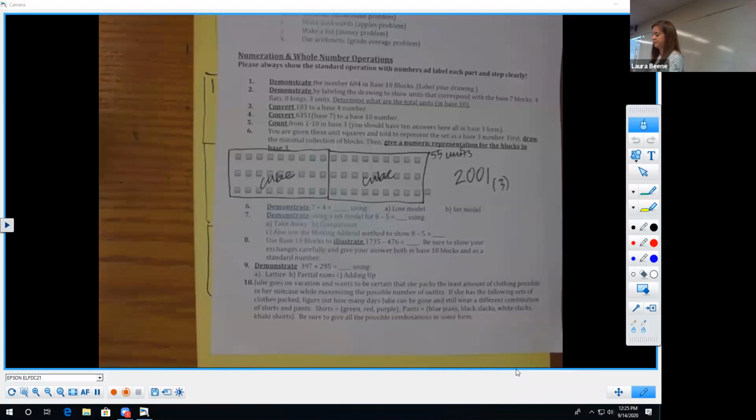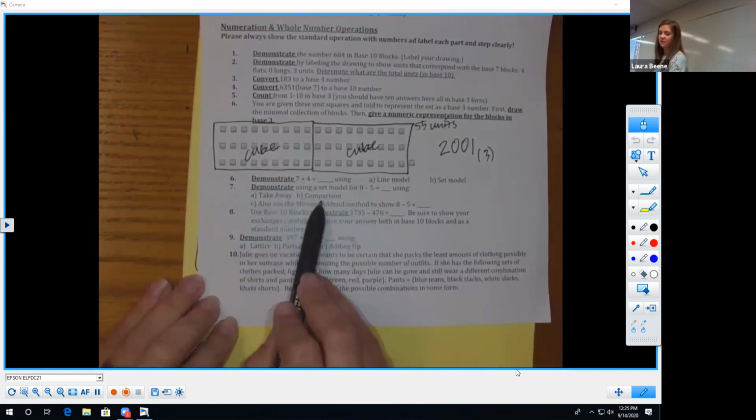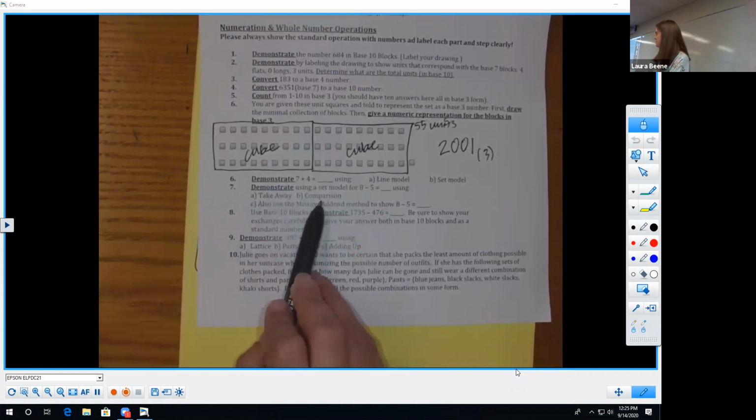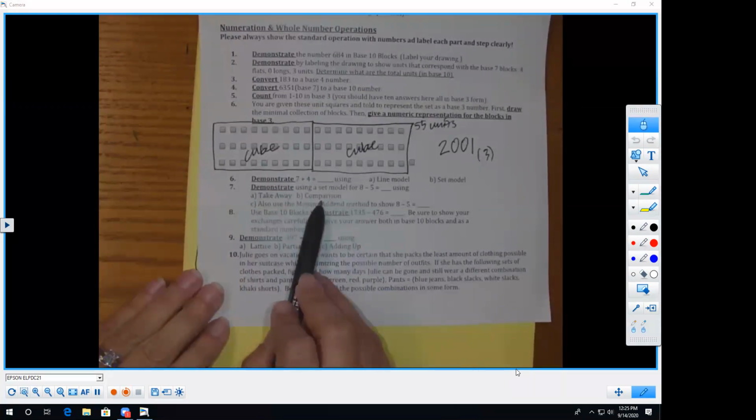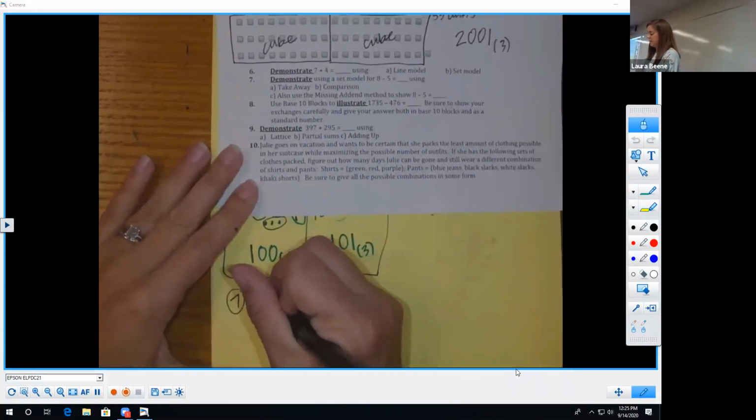What else? Do you know the difference between the takeaway and the comparison on 7A and B? Sometimes that's one that gets mixed up. In comparison, you take away on both sides. Yes. So for this one it was 8 minus 5.